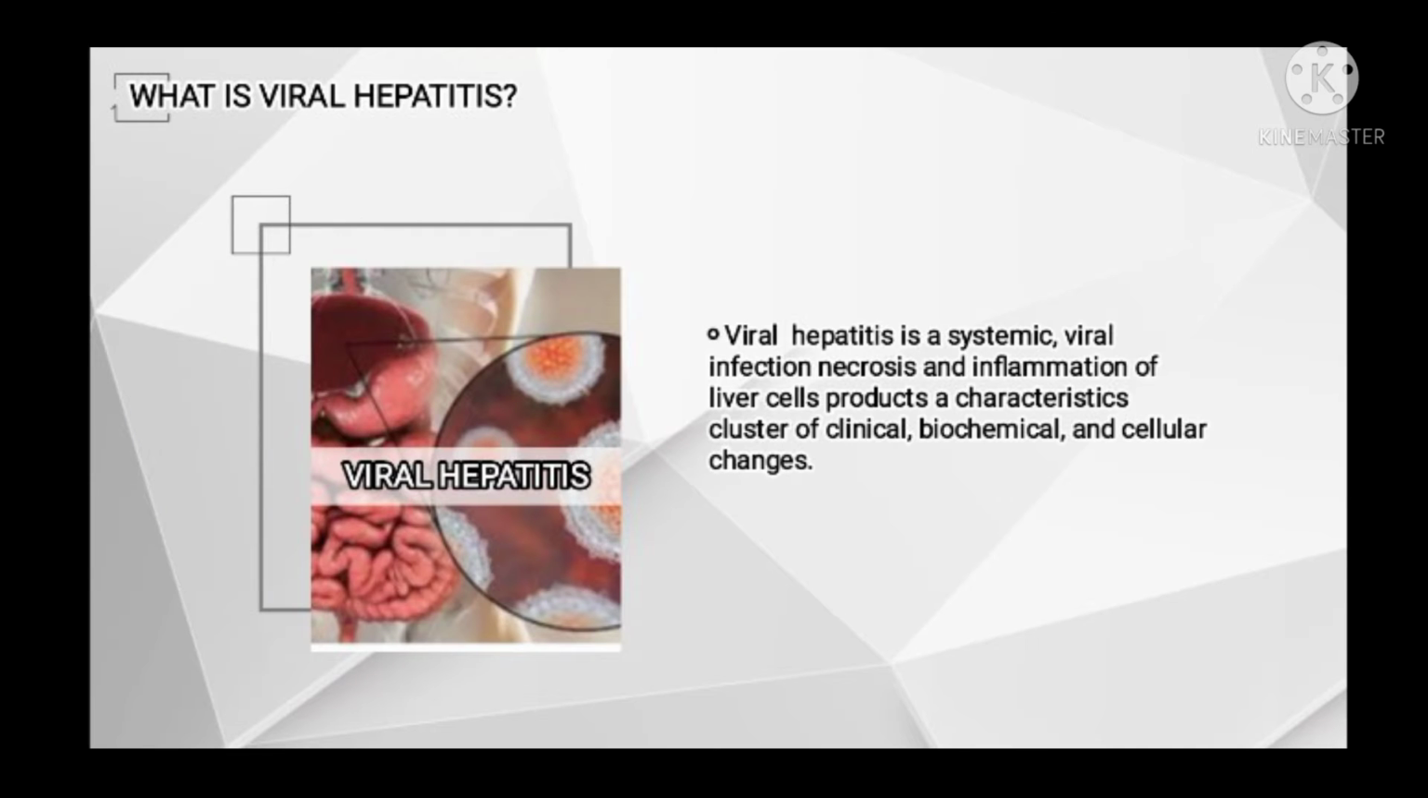So, viral hepatitis is a systemic. So, ano nga ba yung systemic? Systemic is as a whole. Like for example, hepatitis A, B, C, D, E, and G. Like that is a systemic. So, viral infection in which necrosis, or this means the death of body tissue, and inflammation of liver cells produce a characteristic cluster of clinical, biochemical, and cellular changes.